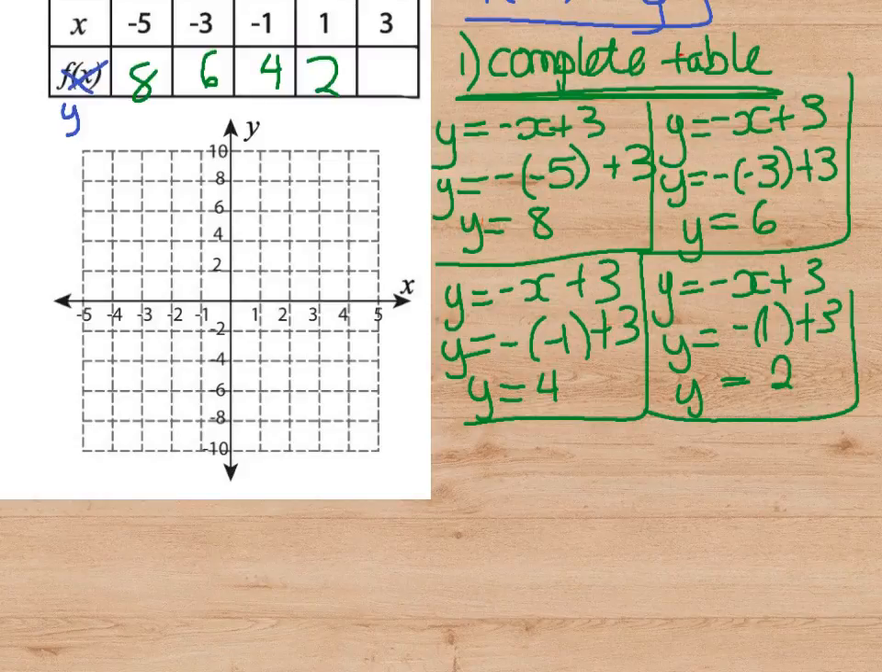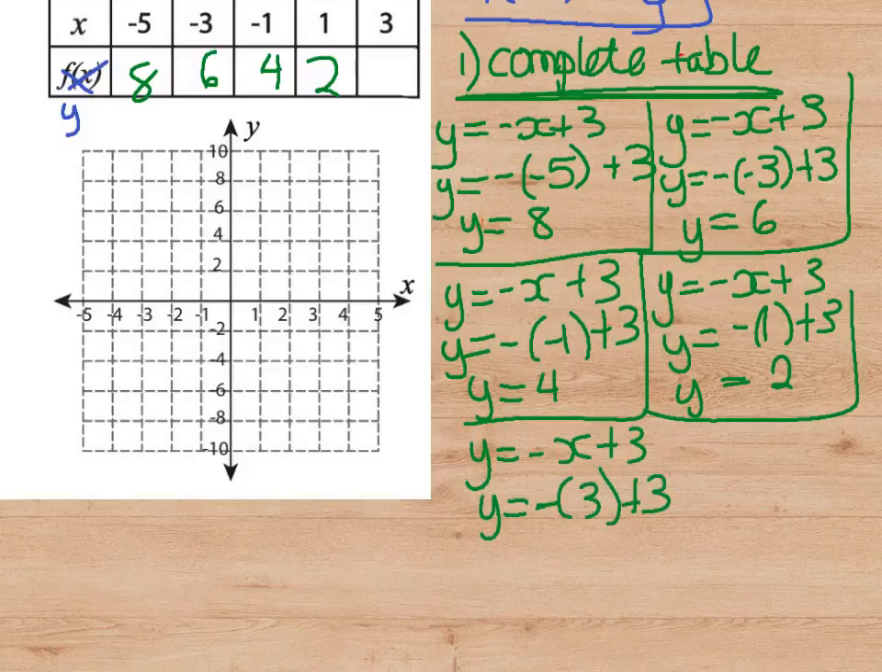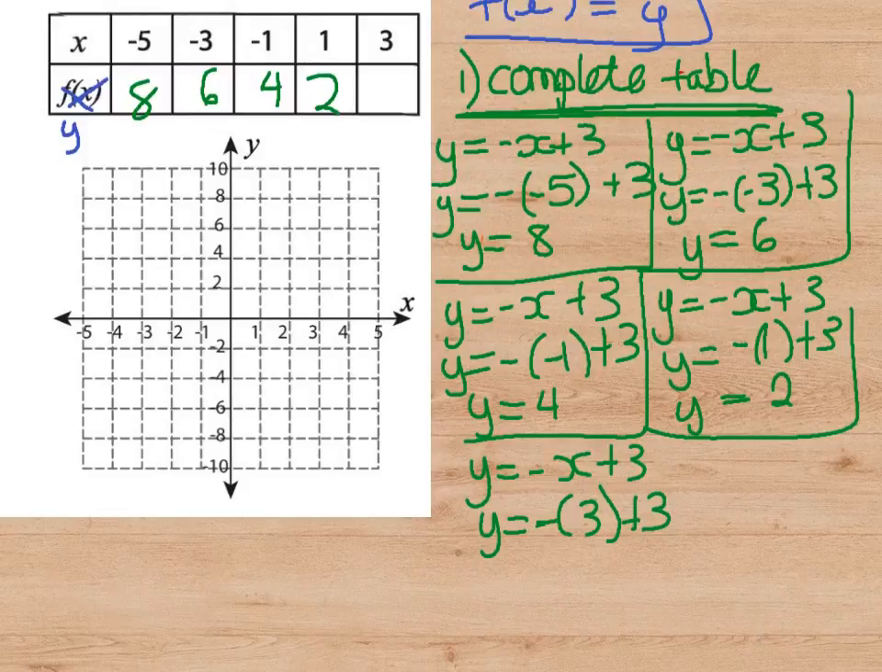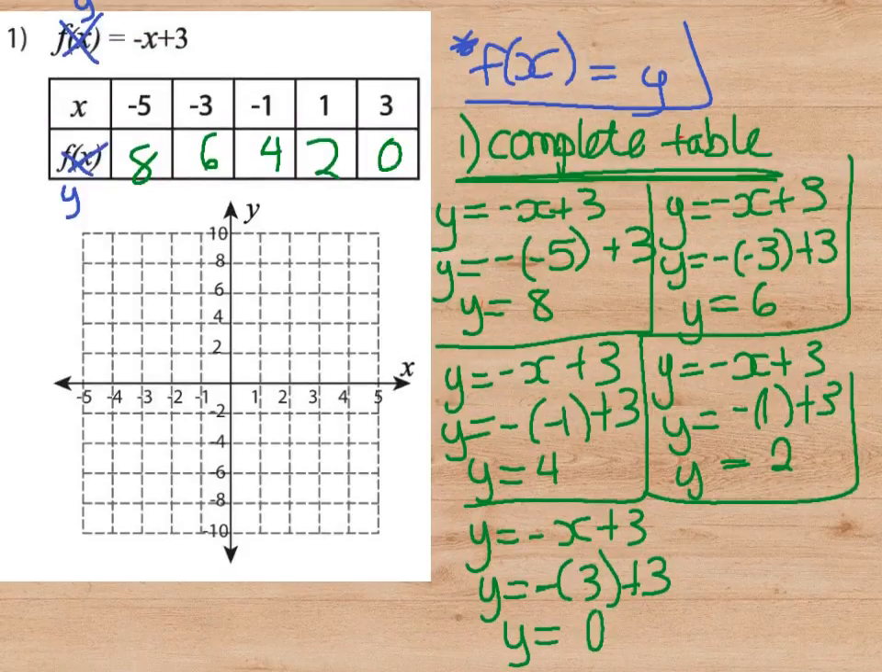And last but not least, y is equal to negative x plus 3, y is equal to negative 3 plus 3. So again, all I'm doing is taking each and every one of these x's and plugging it into my rule one by one and figuring out what y is. Okay, don't get confused. I know I'm going rather fast. Y is equal to negative 3 plus 3. Well, negative 3 plus 3 is just 0. So I've taken all of my x values that I gave you, plugged them into this rule, and got all of these as y.